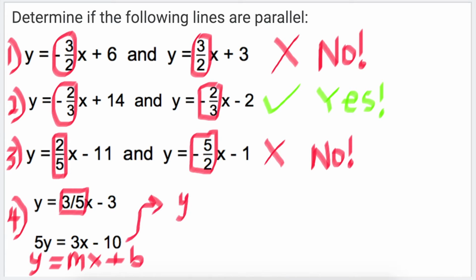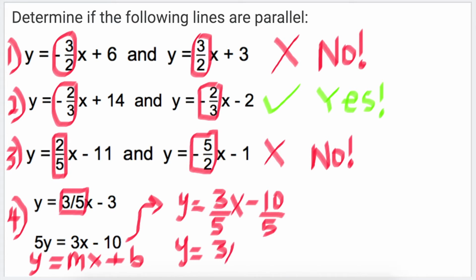So the first thing we're going to do is divide both sides by 5. Divide 5y by 5, you just remain with the y. And then when you divide 3x by 5, you get 3/5x. And then you also need to divide -10 by 5. In the first fraction, 3/5 cannot simplify, so it just remains 3/5x, but -10 divided by 5 gives you -2. Since it's in slope-intercept form, now we can compare that slope and the first slope, and we see that they are identical, and that means yes, those two lines are parallel.